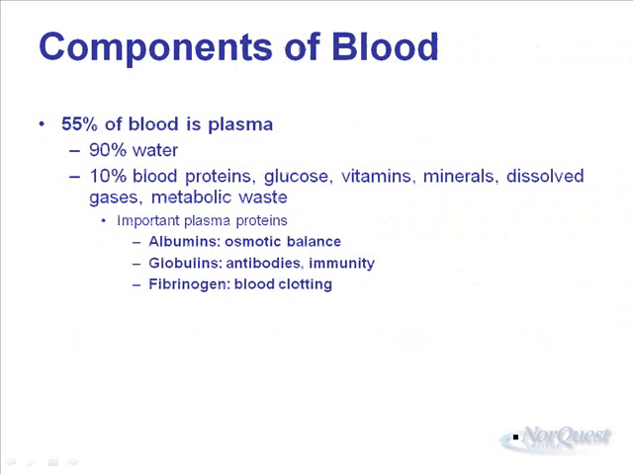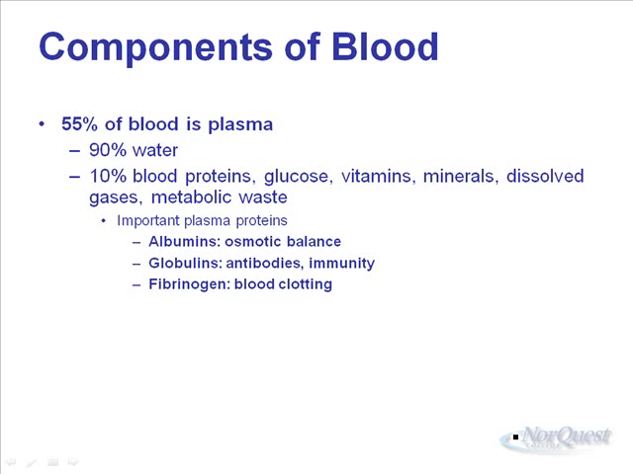When we look at the components of blood, about 55% of your blood is plasma. 90% of that is water, and 10% of that are blood proteins, glucose, vitamins, minerals, dissolved gases, and metabolic waste. So all of those molecules are responsible for either helping cells do their job or are the waste material from after they're done their job.